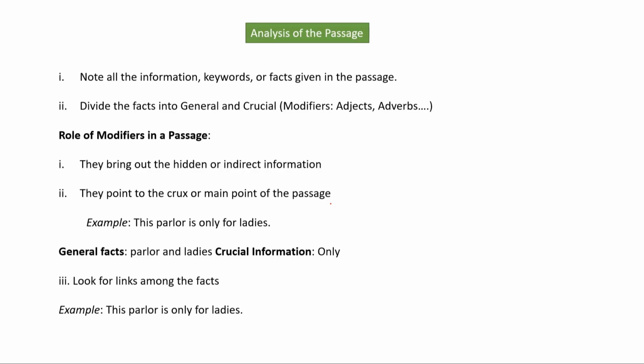So once you note all the keywords or information, key information or the facts, next thing is what? Next you have to divide the facts into general and crucial information. So the passage has some general information which may not be sufficient to draw an inference. Only the crucial information such as modifiers would help us make an inference. What are modifiers? Modifiers include adjectives and adverbs. Primarily, adjectives and adverbs are the modifiers. They are the defining words or descriptions to describe things.